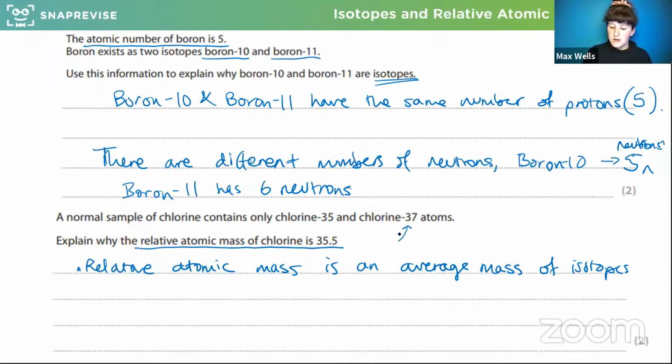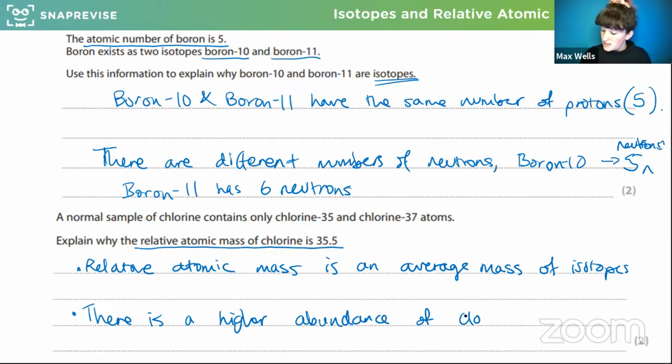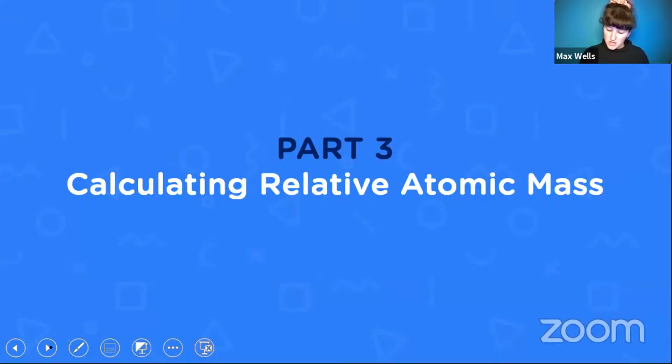So why is this? Nice, lovely. There must be a higher abundance, or higher amount, you could say, of chlorine 35 than chlorine 37. Good, really good, well done. Yeah, so abundance kind of means amount and that sort of thing. Lovely, so that's where you get your 2 marks from there.